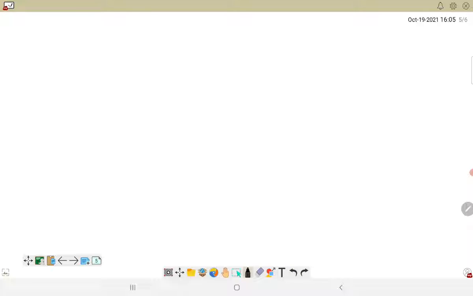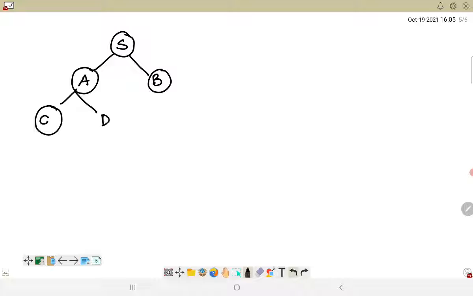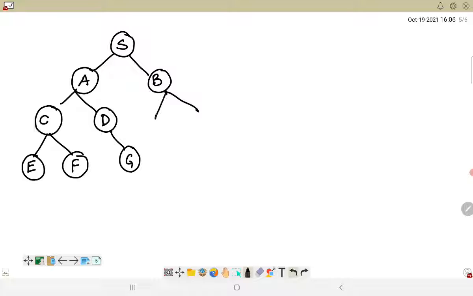Now let us consider a small example. Suppose I have a tree something like this: S, A, B, C, D, E, F, G, then let's say I have I, J and H. Now let us consider that J is the goal node which we need to attain.